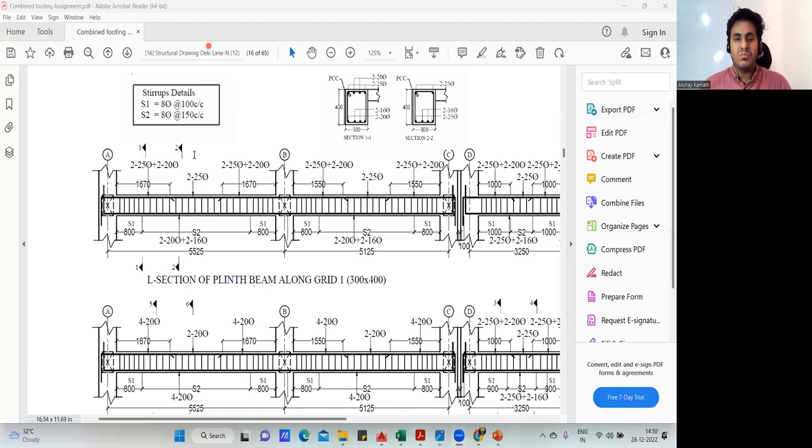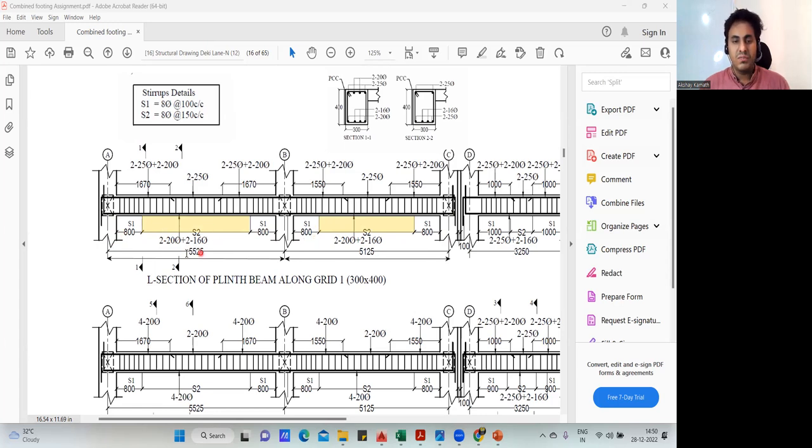So what we'll do, very simple. This length I know, center to center. This is 5525. Again, this also I know, 5125. So first I'll take the center to center distance, and from here I'll deduct this column, and from here the full column, in this way I'll get the clear span. And from there, I'll deduct 800 from the left side, 800 from the right side. If I do, I'll get the center.